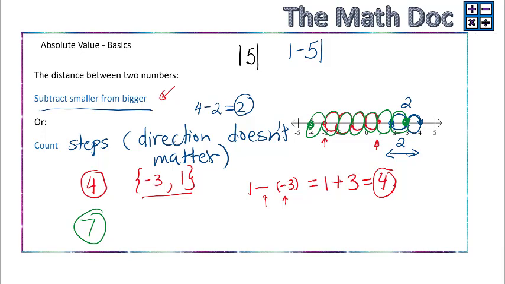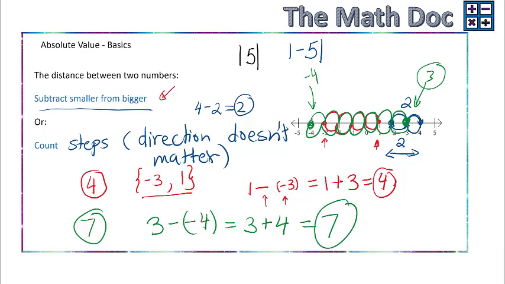Now let's use the subtraction. We have 3 and -4. Which is the larger number? Well, clearly 3 is, because 3 is positive and -4 is negative. So we do 3 minus -4, which is equal to 3 plus 4, because we have two negatives. And that is just equal to 7. So we get the same result. So we've confirmed now that we can find the distance between two numbers in two different ways. We can either count the steps or we can subtract.